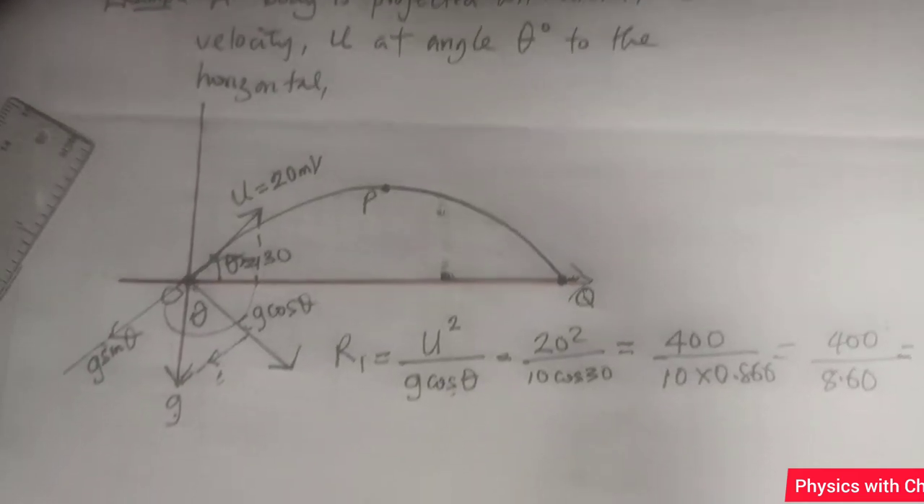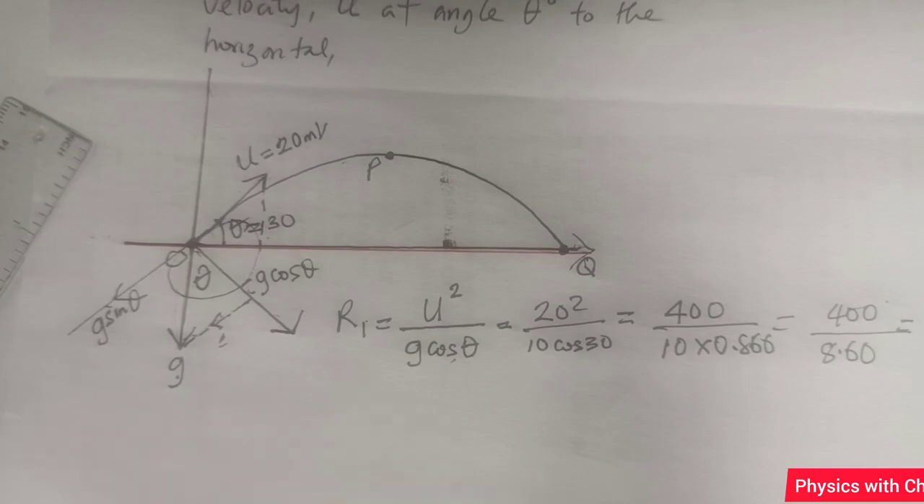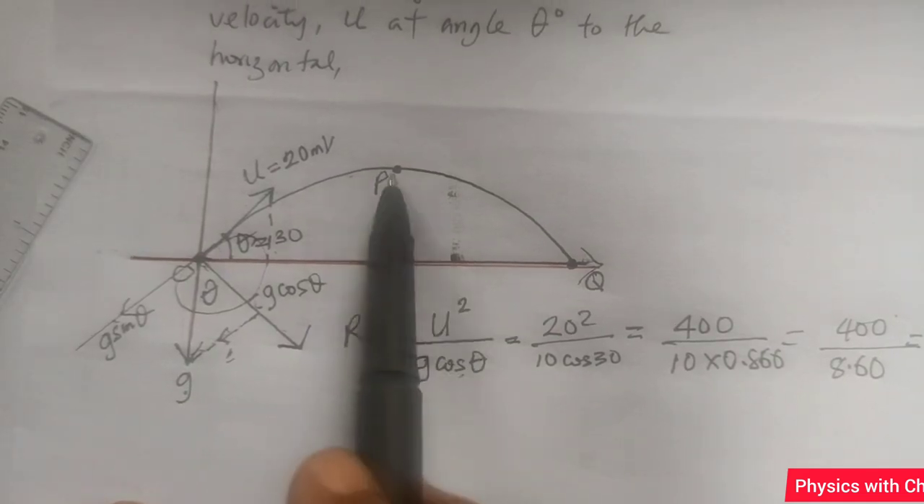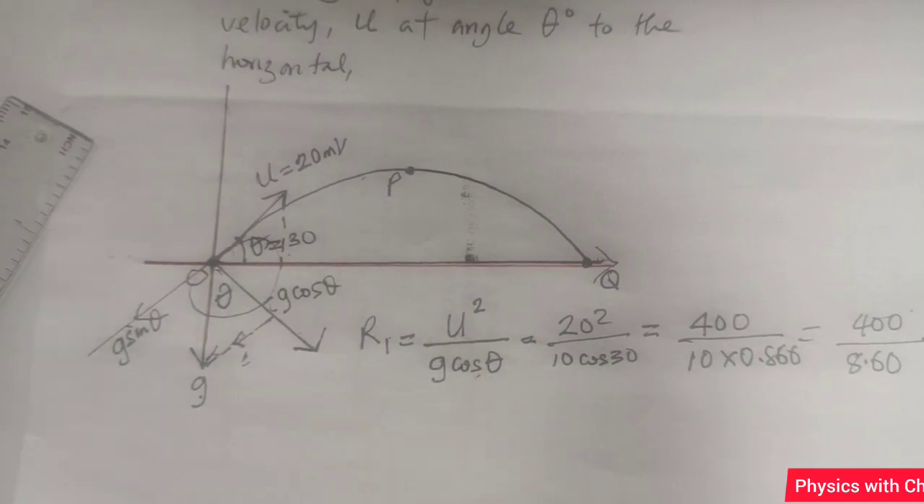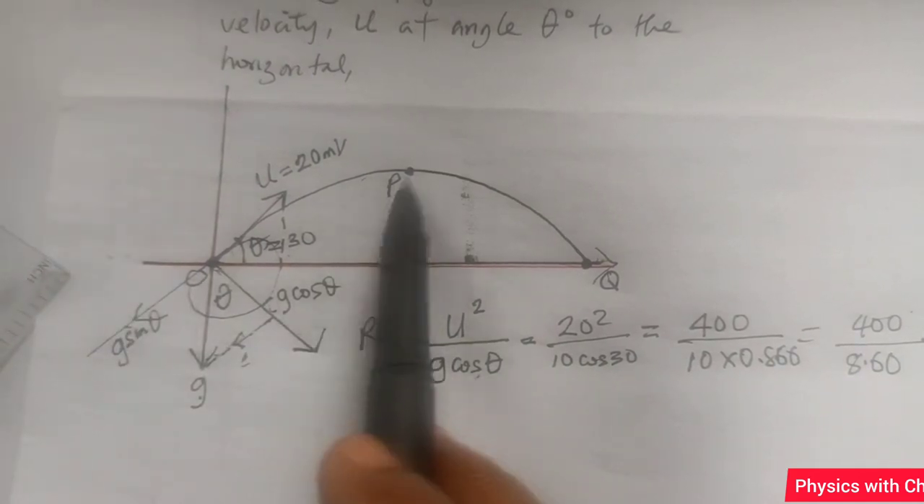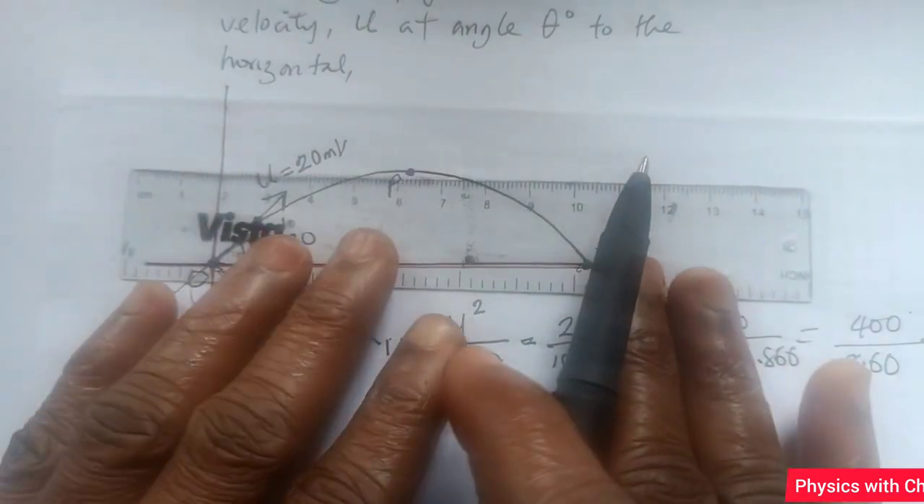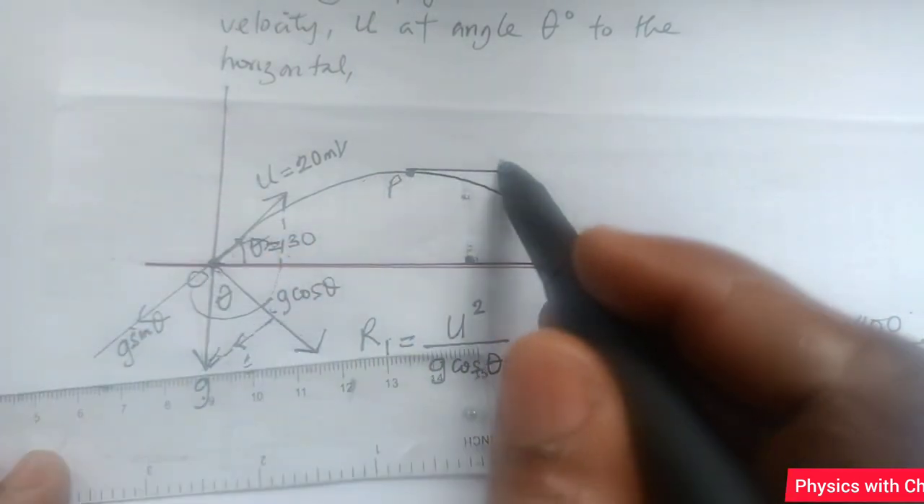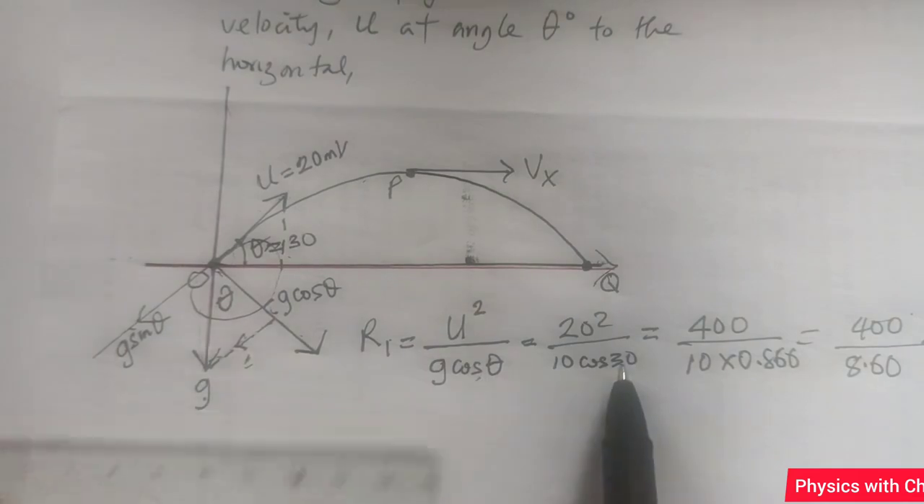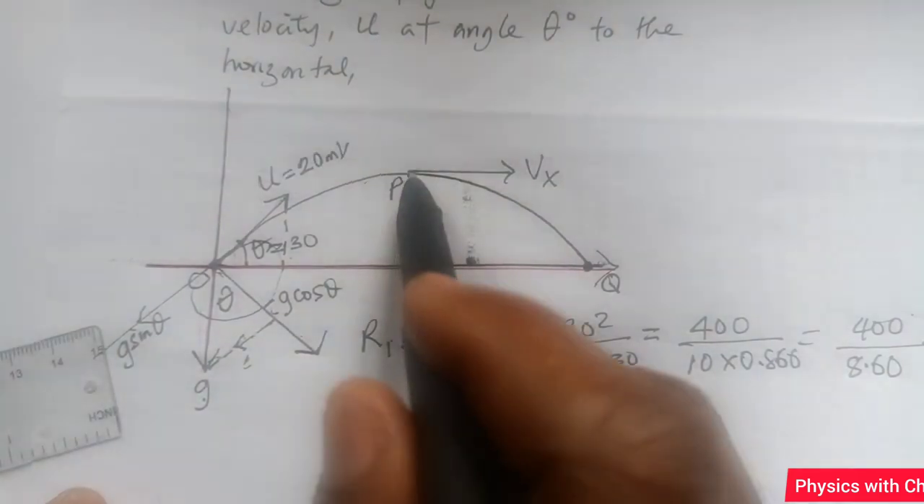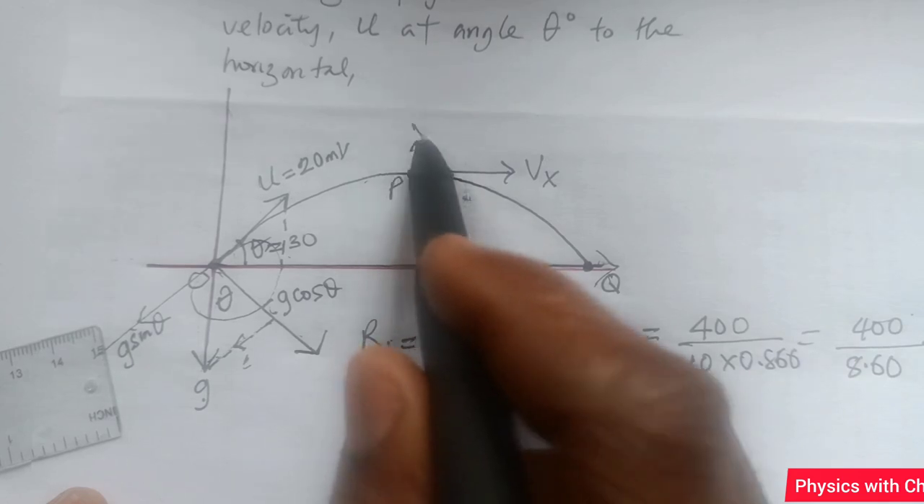All right, quickly, let's look at the radius of curvature at point P. Okay, at point P, you need to understand that this body has two velocities. That is, its total velocity is resolved into two different components because a projectile motion is a motion of a body in two perpendicular components. So we have the u component, that is the Vx component, that one is acting horizontally. We also have the Vy component, okay?